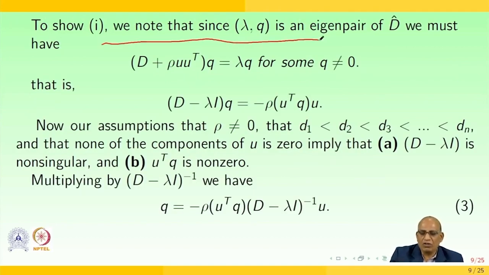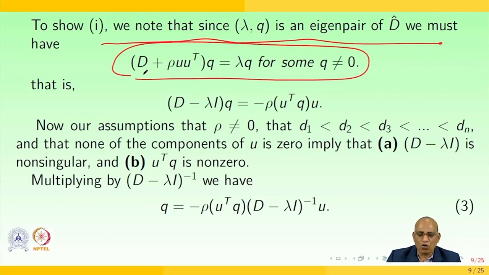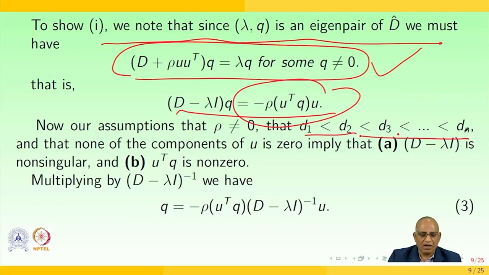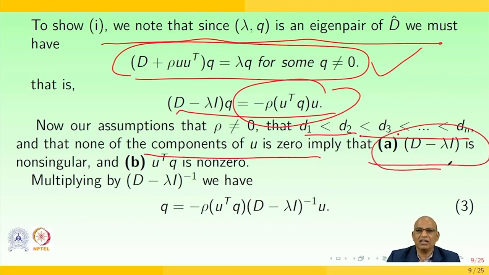To show the first, we note that lambda, Q is an eigenpair of D cap. We must have (D plus rho times U U transpose) multiplied with Q equal to lambda Q for some Q not equal to 0. That is, (D minus lambda I) times Q is equal to minus rho times U transpose Q times U. Now, our assumption that rho is not equal to 0, D1 is less than D2, less than D3, less than Dn, and that none of the components of U is 0 implies that D minus lambda I is non-singular and U transpose Q is non-zero.